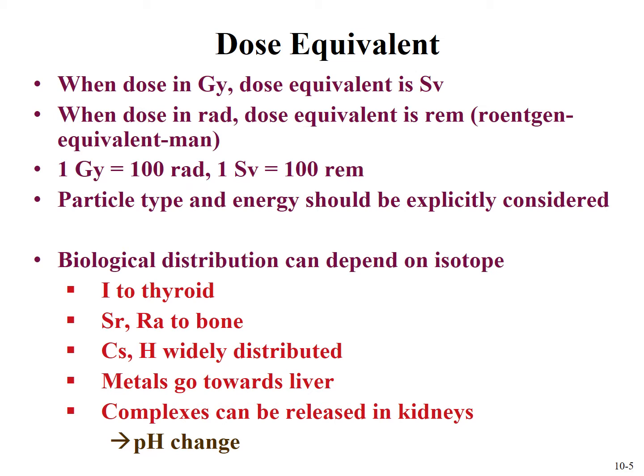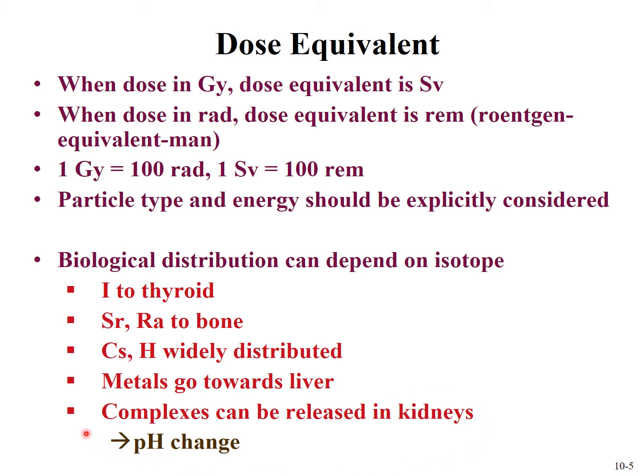The biological distribution of an isotope can also be an important consideration when one evaluates internal dosimetry. And here are some examples of distribution of certain radionuclides. For instance, the thyroid is a known collecting point for iodine. Calcium in the bone will mean that divalent metal ions such as strontium and radium go to the bone.